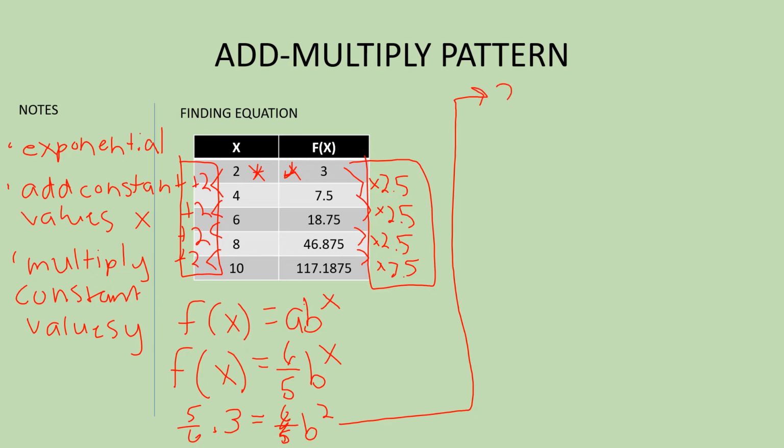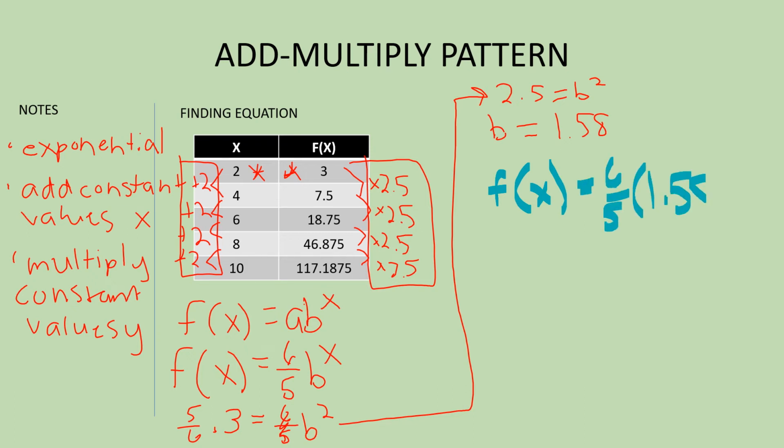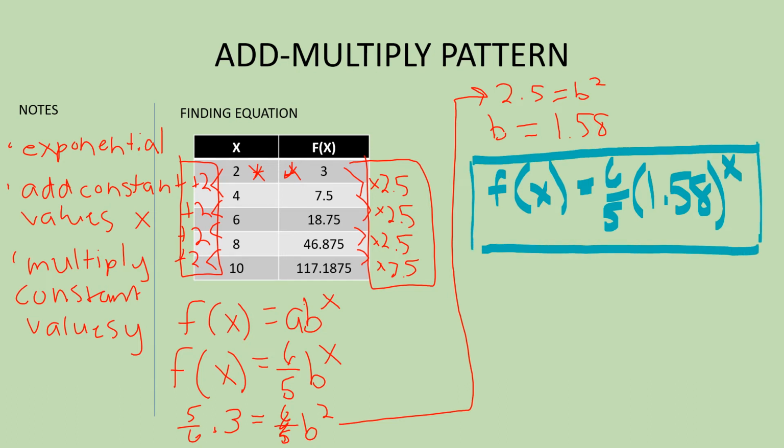And we are going to get 2.5 equals b squared, with b equaling about 1.58. And since we have our a and our b now, we can plug this into our equation, which is going to give us f of x equals 6/5 times 1.58 to the x power. And we have our finalized equation.